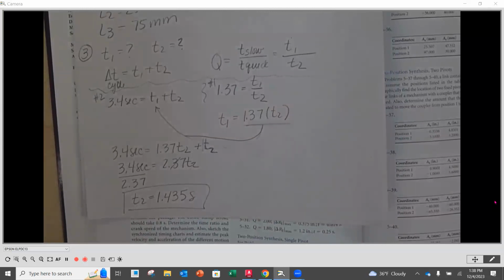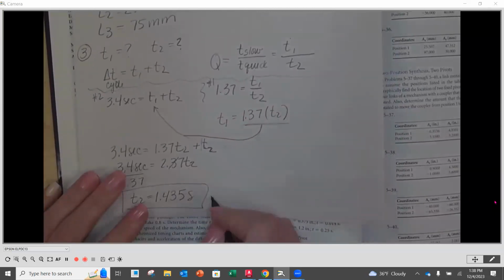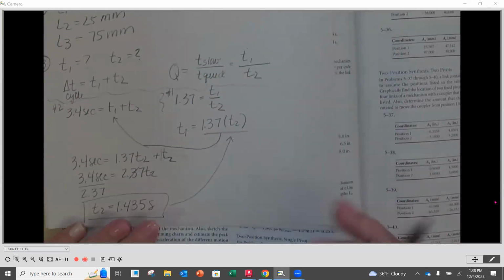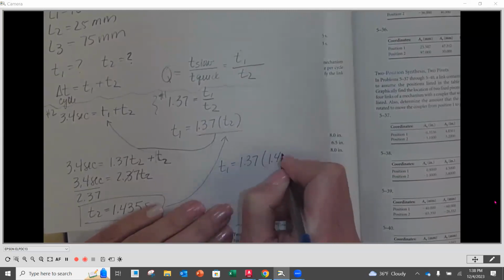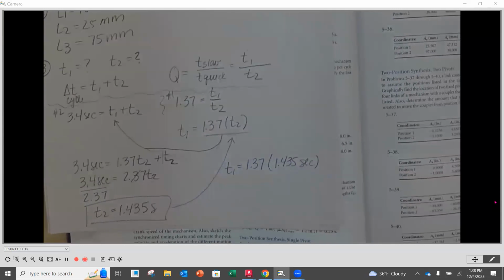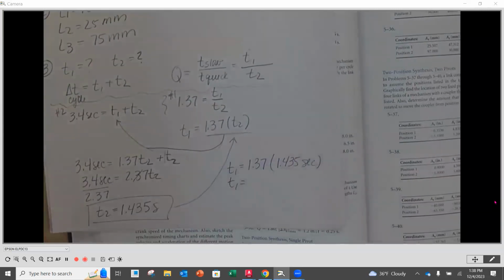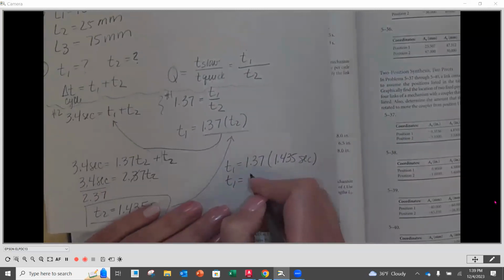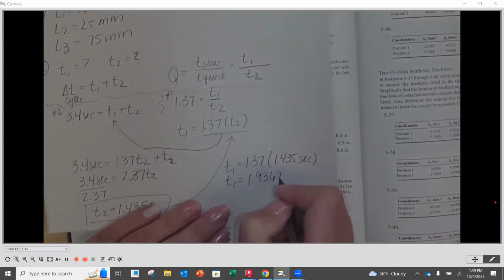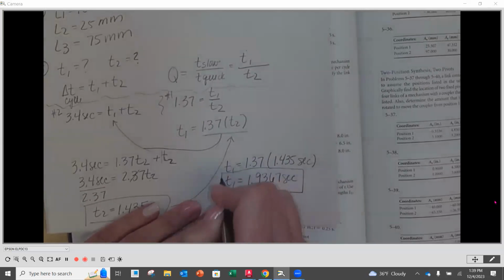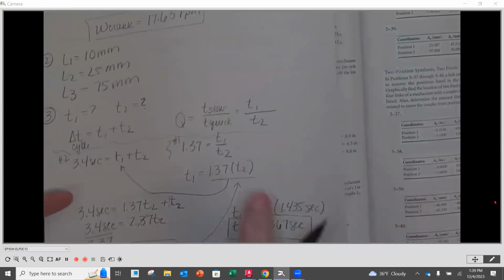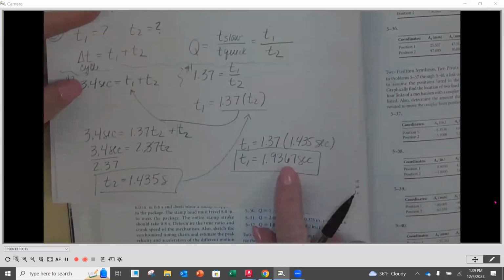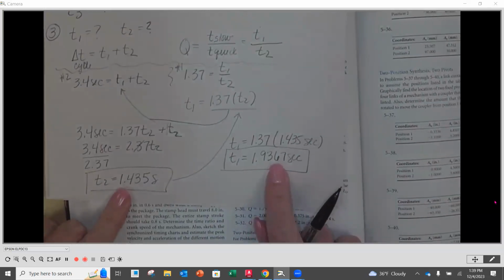Now I'm not done. I've got to find out what T1 is, but notice that I have this up here. So I can substitute this back up there. That means that my T1 is going to be equal to 1.37 times 1.435 seconds. T1 is 1.9367 seconds. Now, if I look at my numbers, T1 is supposed to be the larger of the two, right? Because T1 is on the top here. It's the slower cycle. And in fact, it is 1.93 compared to 1.435.